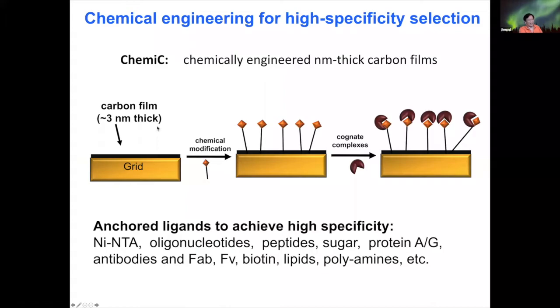So our general idea is that we can use a very thin carbon film to cover the holey grid, and then make the inert carbon film active, which is actually the critical step in this technology. And then we can link different bioactive ligands onto the surface of the carbon film, and use this to selectively enrich biomolecular complexes we are interested in studying. And we have optimized this technology. We can put a large array of different ligands onto this surface.